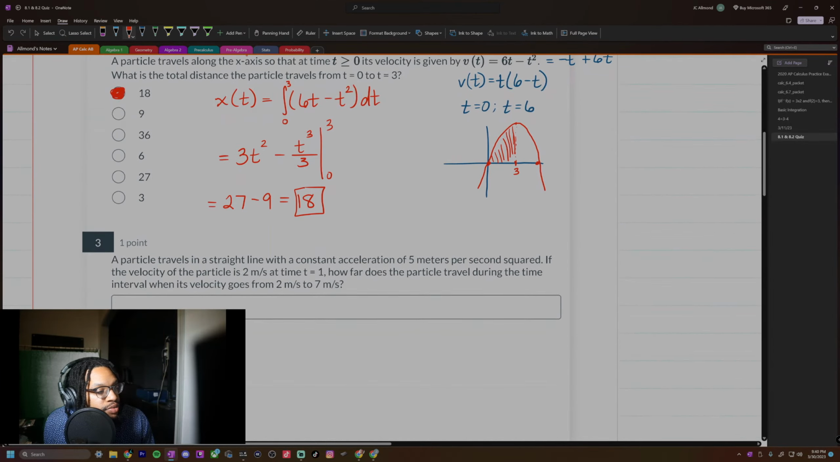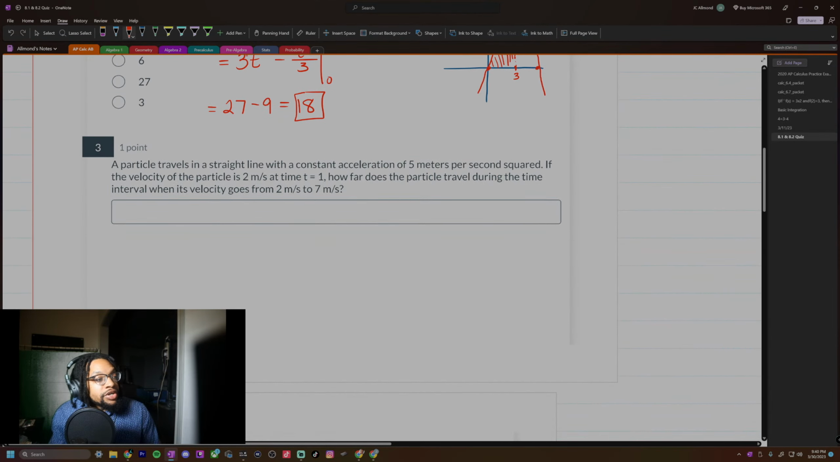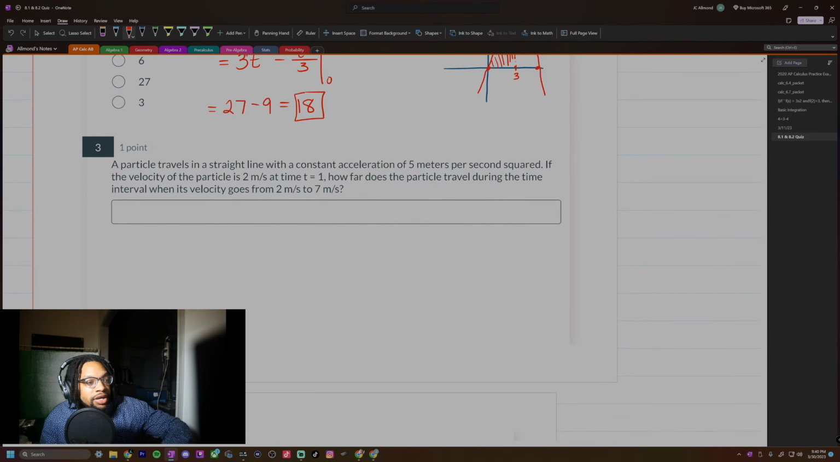Okay, number 3. I just did number 2. Number 3, a particle. Particle motion, this is probably 8.2. It travels in a straight line with a constant acceleration of 5 meters per second squared.